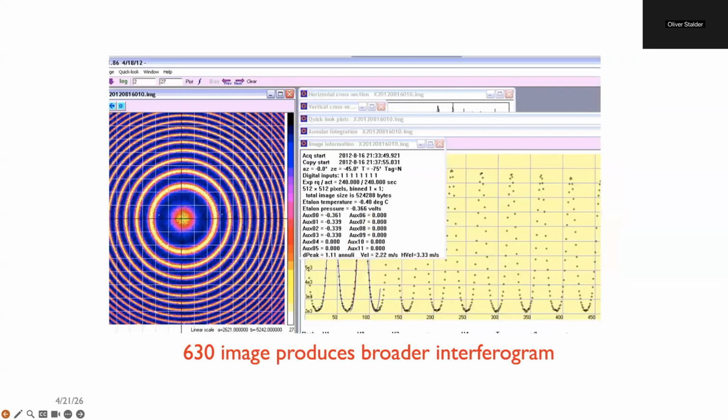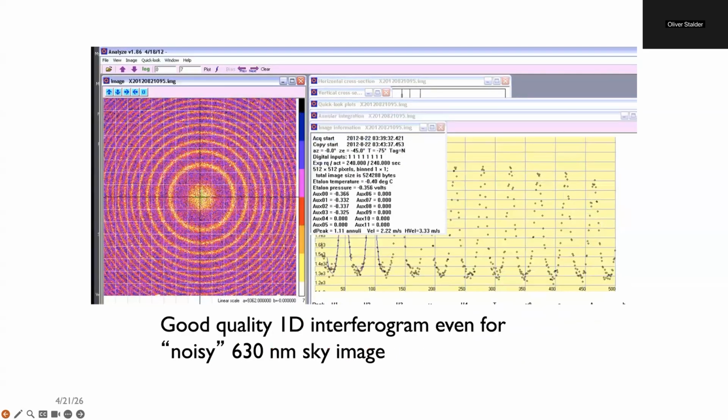This is what we see for looking at the sky. So you can see the rings are considerably broader. And then when we do the annular integration, you see the orders over there to the right. Even when the light is fairly dim, and this is just a few Rayleighs of 630 emission, you can still see a fairly good quality spectral profile as a result of adding the light from all of the pixels around the ring center.